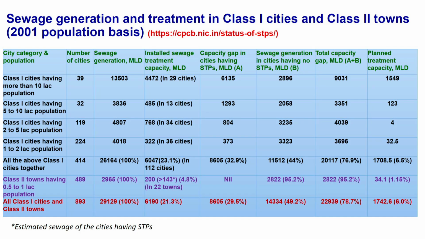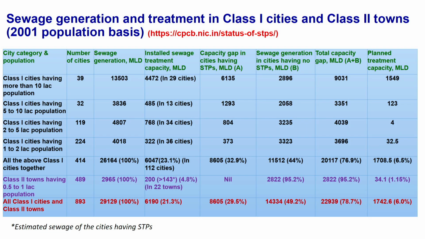This slide shows the sewage generation and treatment in class 1 cities and class 2 towns in India, and it is taken from CPCB, the Central Pollution Control Board. Here, class 1 cities have more than 10 lakhs population. There are a total of 39 cities, and you can see how much sewage is generated. This is in million liters per day, it is 13,500 million liters per day. Installed capacity is only 4472 MLD in 29 cities.